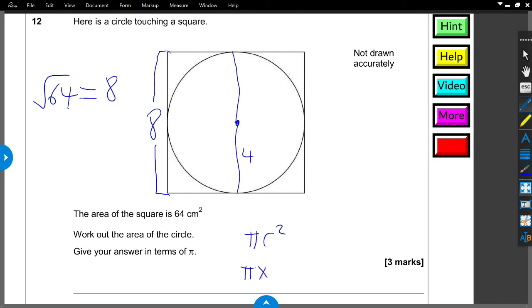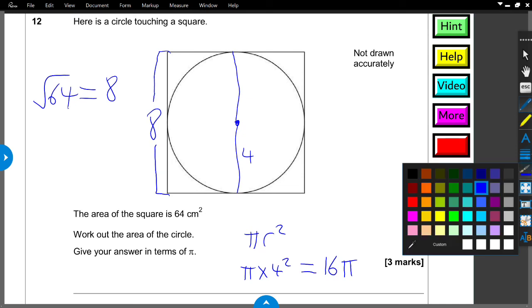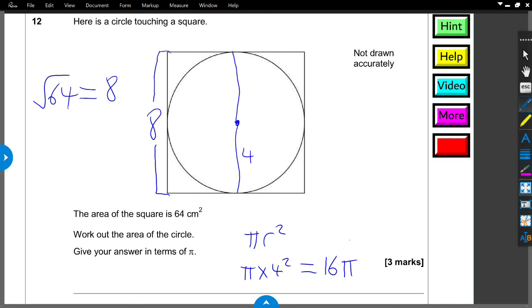Pi times 4 squared is equal to pi times 16, but it's conventional to put 16 first, so I'm going to say that's equal to 16 pi. If we just wanted to check that this was reasonable, we could do a quick check here. So pi is roughly 3, 16 times 3 is about 48. I'm just going to call that about 50. And that's quite reasonable because we can see that we're only missing these areas here compared to the whole square. It's only going to be a certain fraction lower than 64.